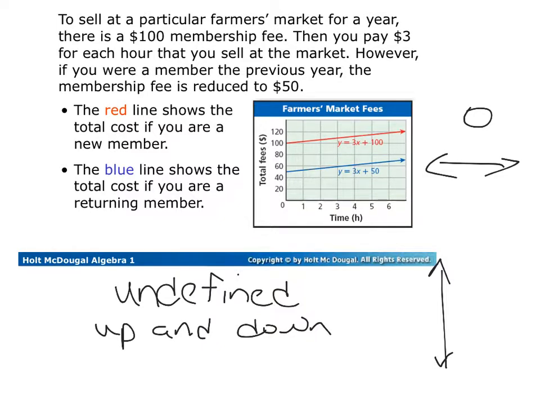When you put these two lines together, a line that's vertical with a line that's horizontal, when they intersect, they're going to form perpendicular lines. And we're going to see that later on here in the PowerPoint.